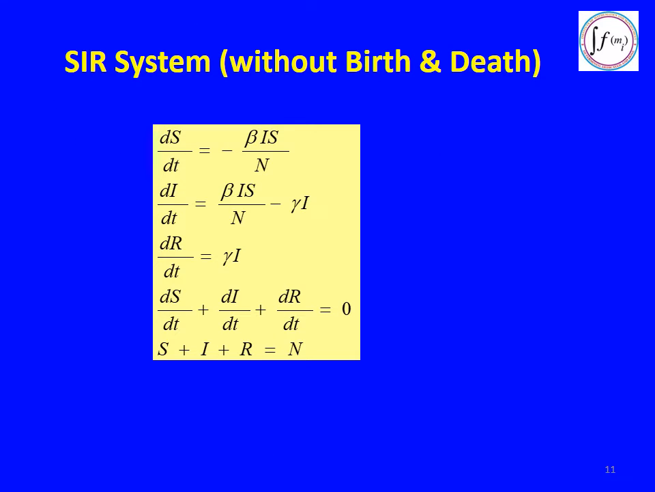This SIR doesn't contain birth and death. That means the population size is considered as a constant. So you can see it is a system of differential equations. It has 4 first order differential equations. Solving this using some software, you can forecast or estimate the susceptible cases, infected cases, recoveries, and so on.